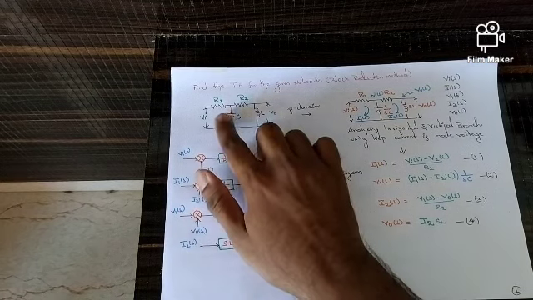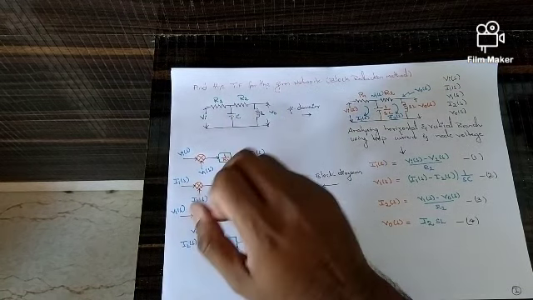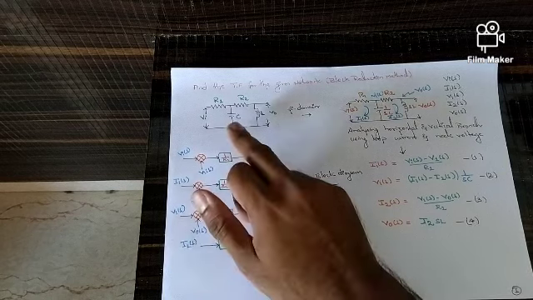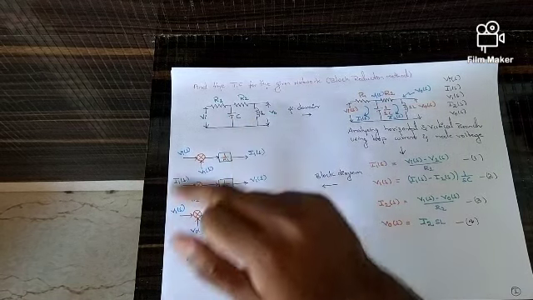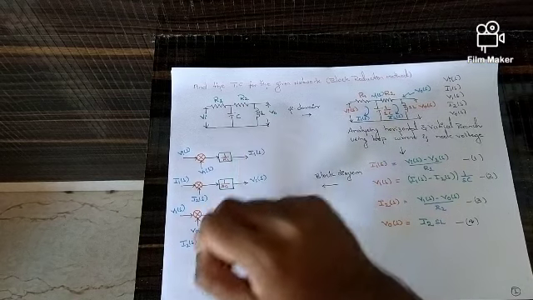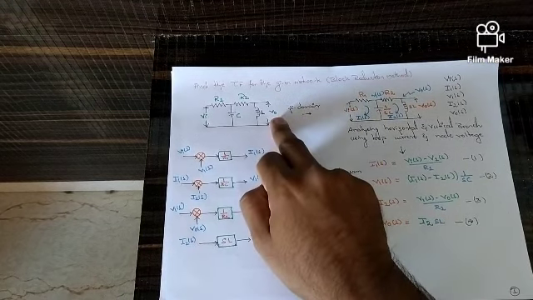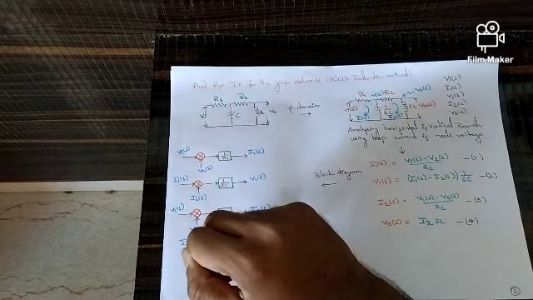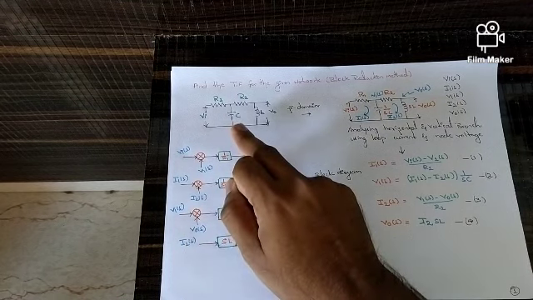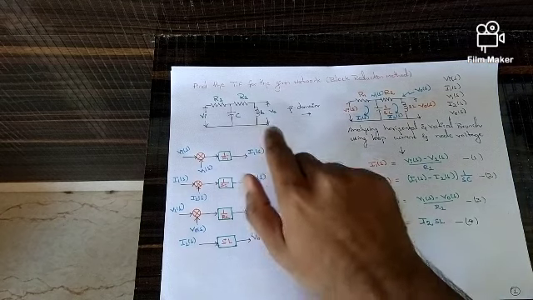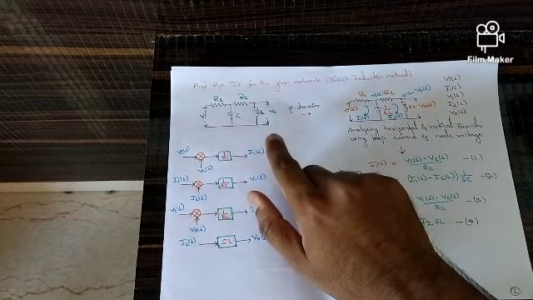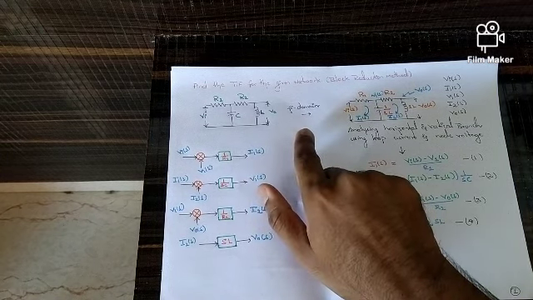There are vertical components and horizontal components. Vertical components are the capacitor and inductor, and horizontal components are R1 and R2. To find the transfer function, what we require is V0 of S divided by Vi of S. So first we need to convert the given electrical network into an S-domain network. For conversion, you can use the Laplace transform.